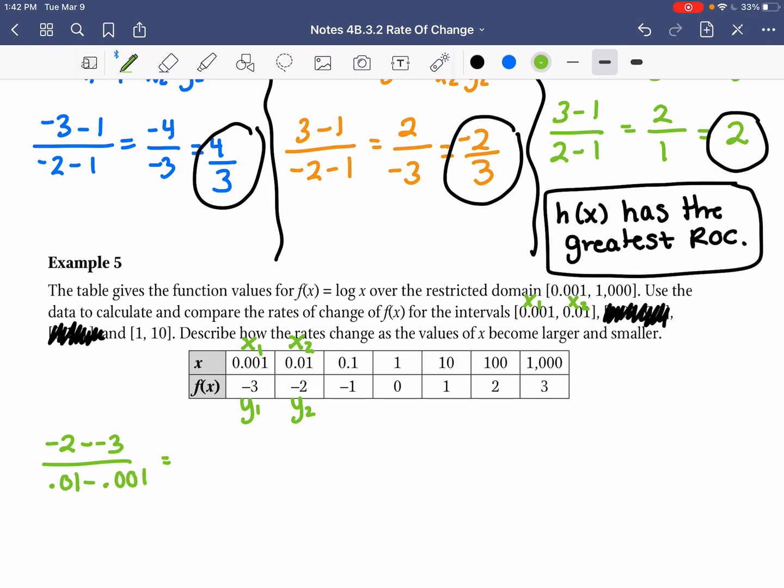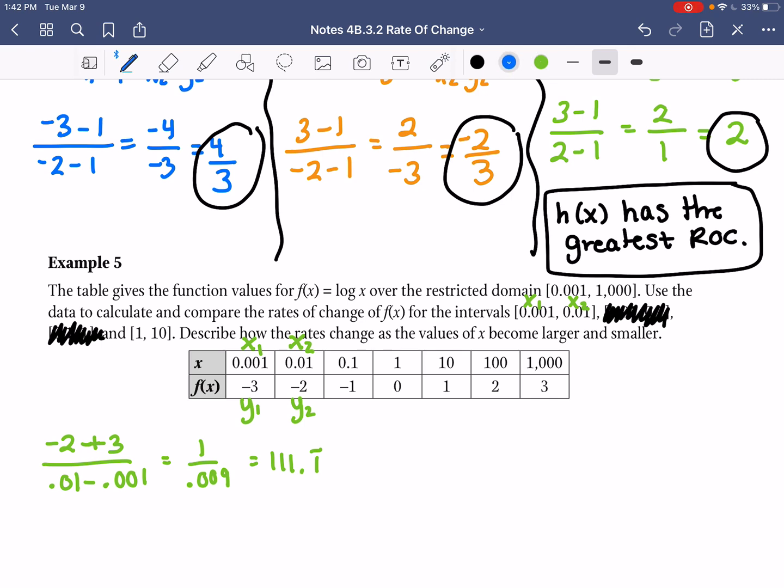So on top I have -2 minus a -3, which turns to adding, so I get 1 over. And then I have 0.01 minus 0.001, and that gives me 0.009, which I divide, and I get 111.1 repeating. That's my slope, my rate of change.